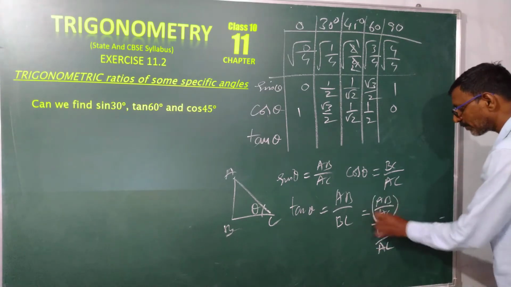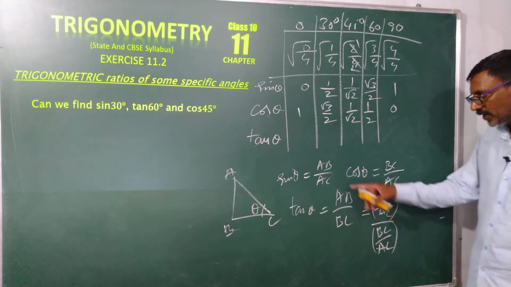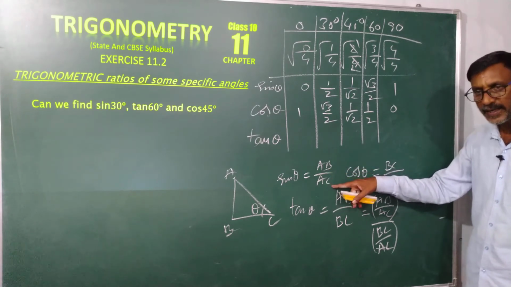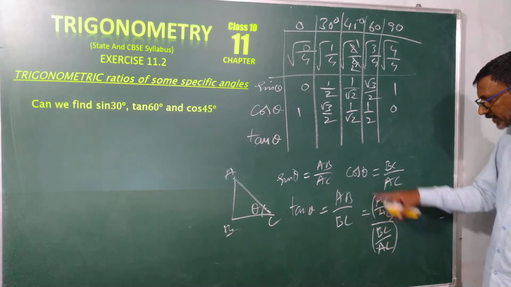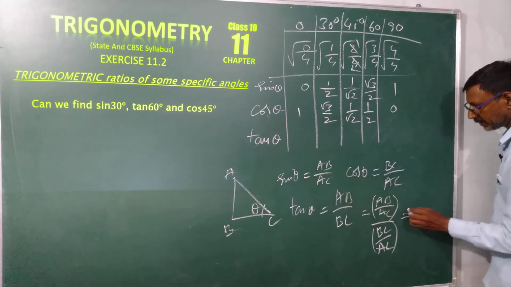By using some logic, I retain these two ratios. These two ratios we can see on this board. See, sin theta is equal to AB by AC, and BC by AC is nothing but cos theta. So AB by AC is nothing but sin theta.